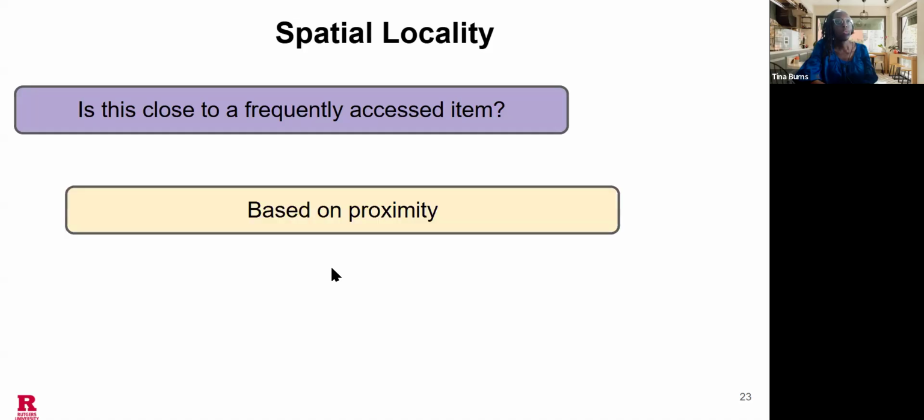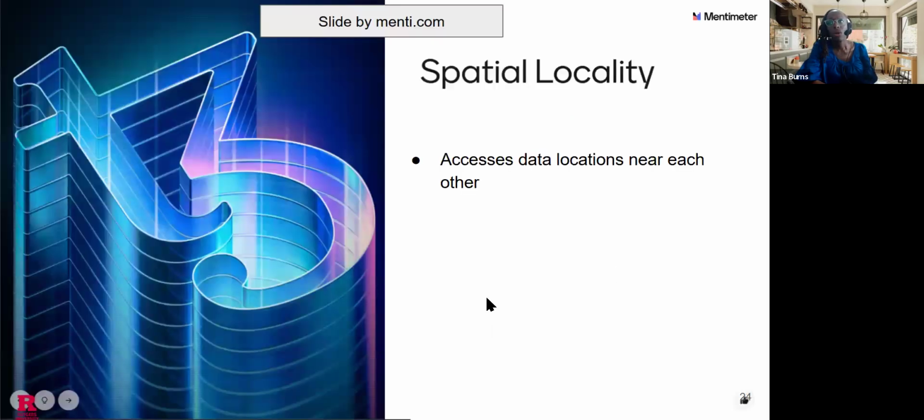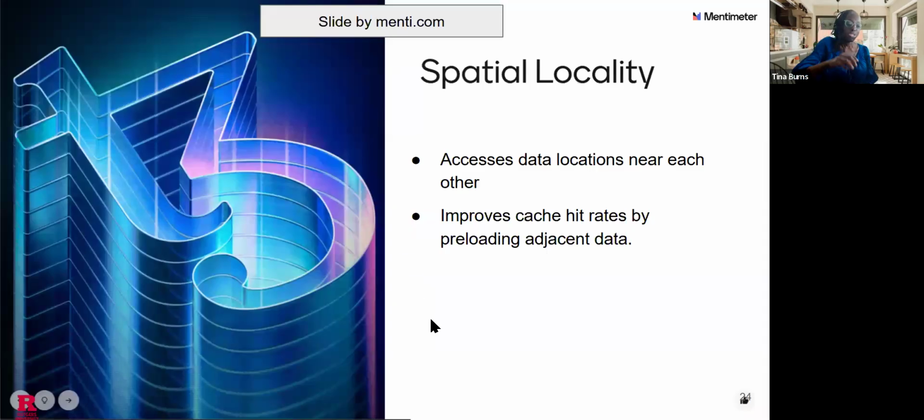The second thing you want to remember is that spatial locality is based on proximity. So how close is it to the address that was already accessed? Now, for your spatial locality outline, it's going to, of course, get these locations that are near each other. And its benefit is that it's going to improve your cache hits by preloading adjacent data, right? So some people call this prefetching.